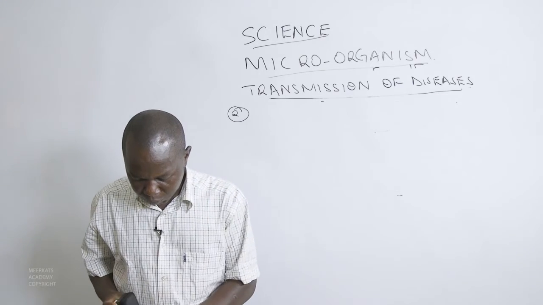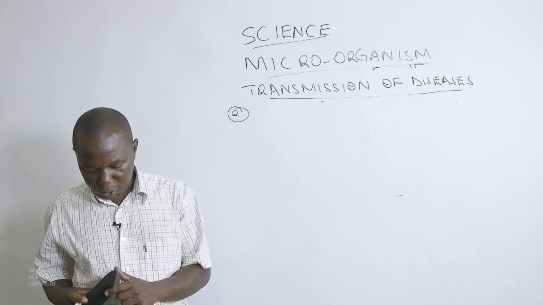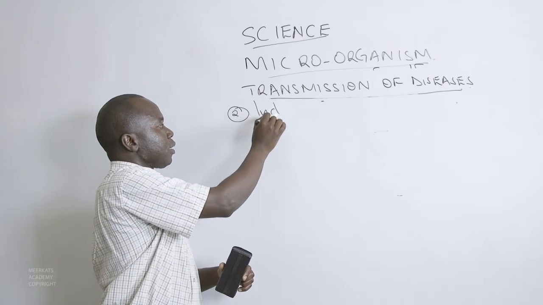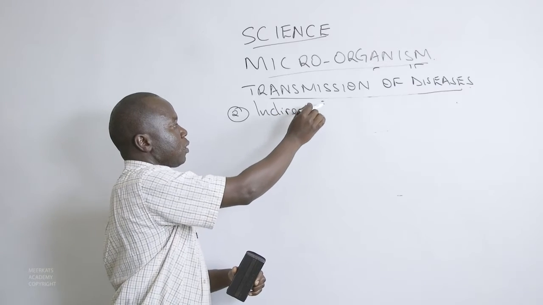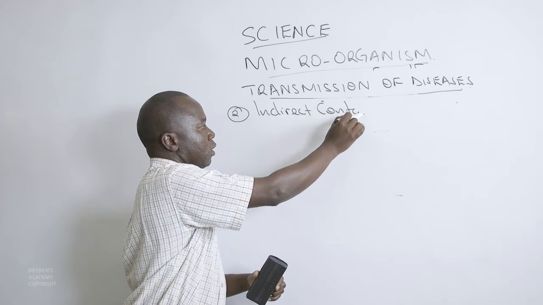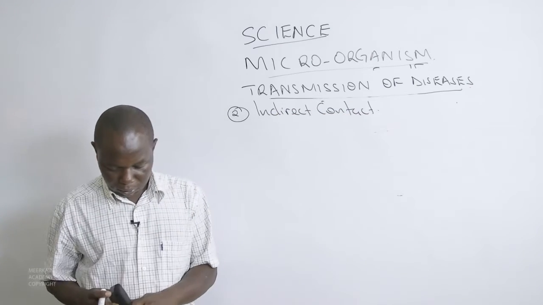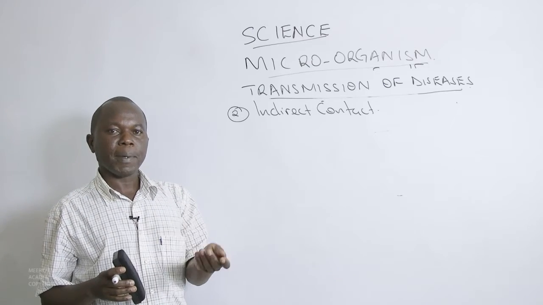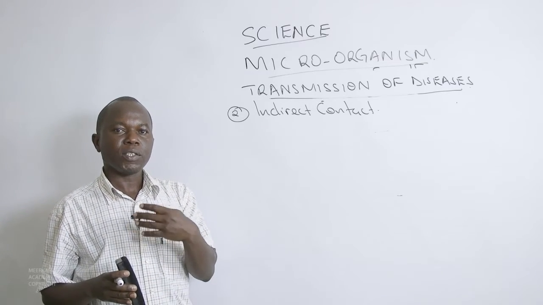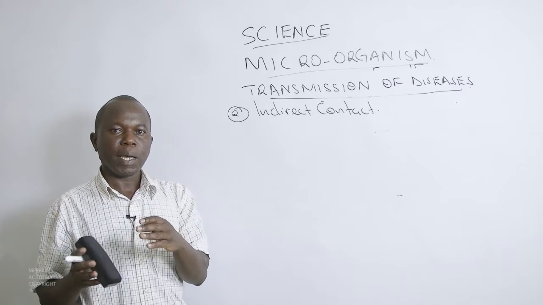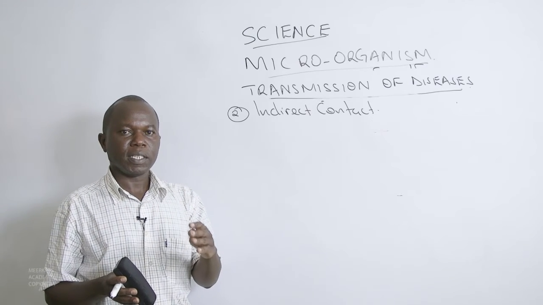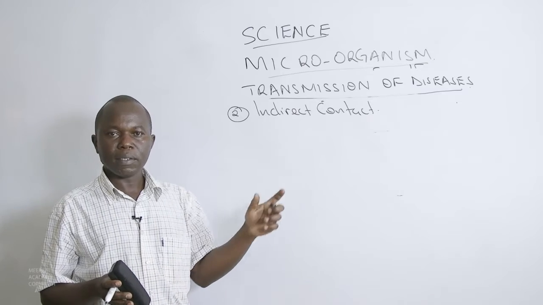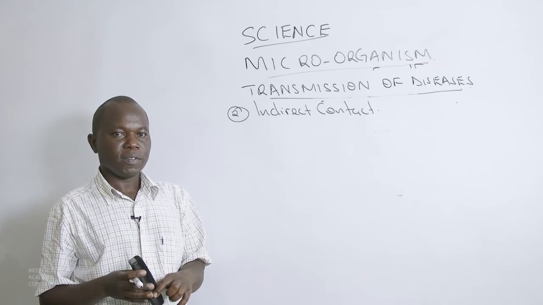Another means of transmission of disease is indirect contact. So in this case, for indirect contact, what happens? The pathogens are usually let into some medium, for instance air, water, or soil, and also through some vectors.